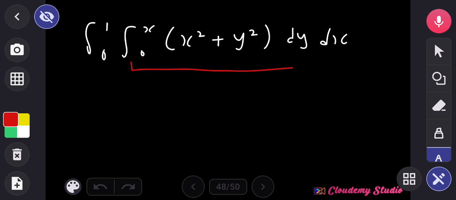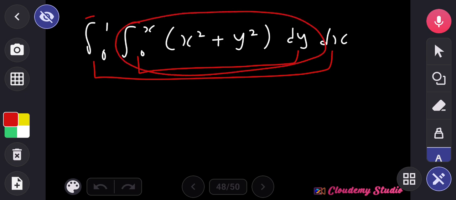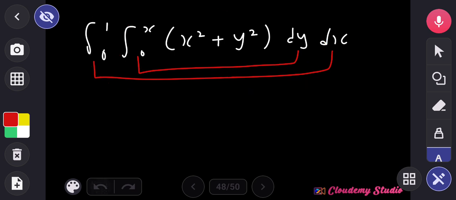Draw a line from here to here. Draw a line from this side to this side. Then draw a line from here to here. You understand? Which means integrate this one first, followed by the integration with respect to the other. Which means I'm integrating with respect to y first.